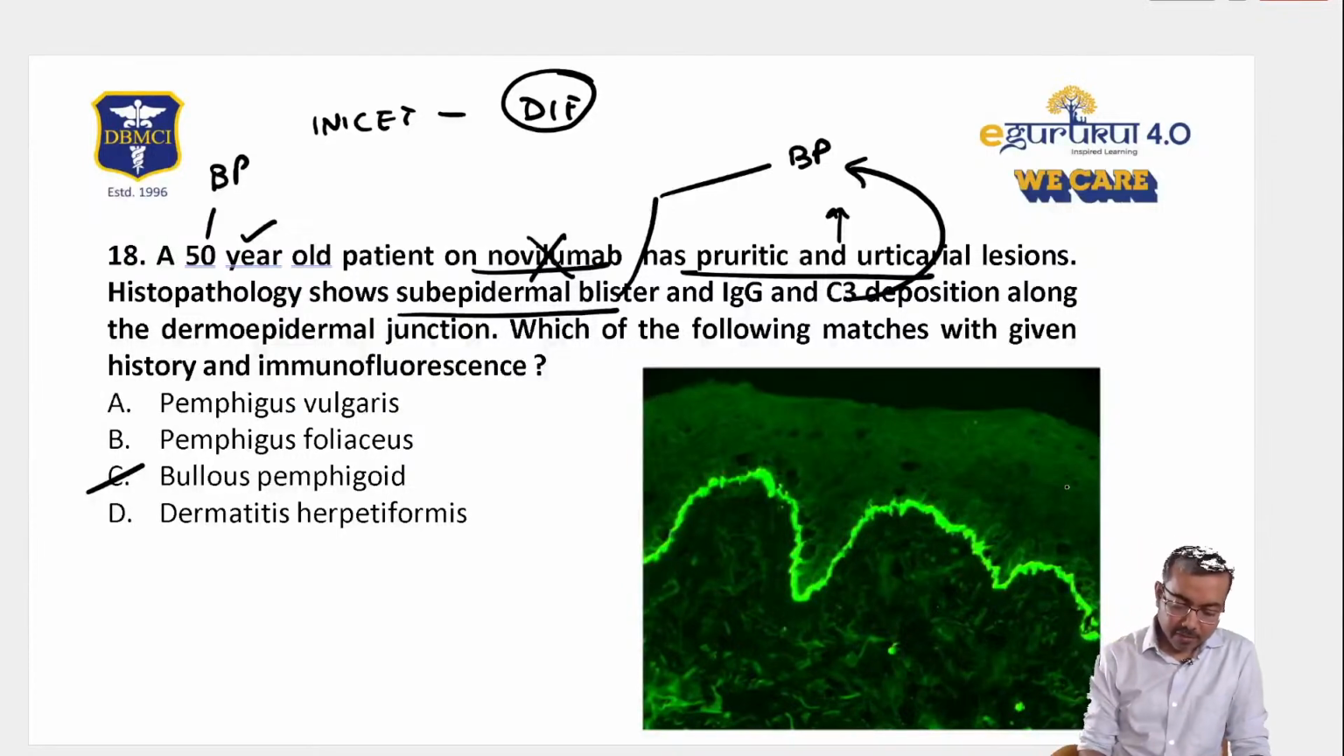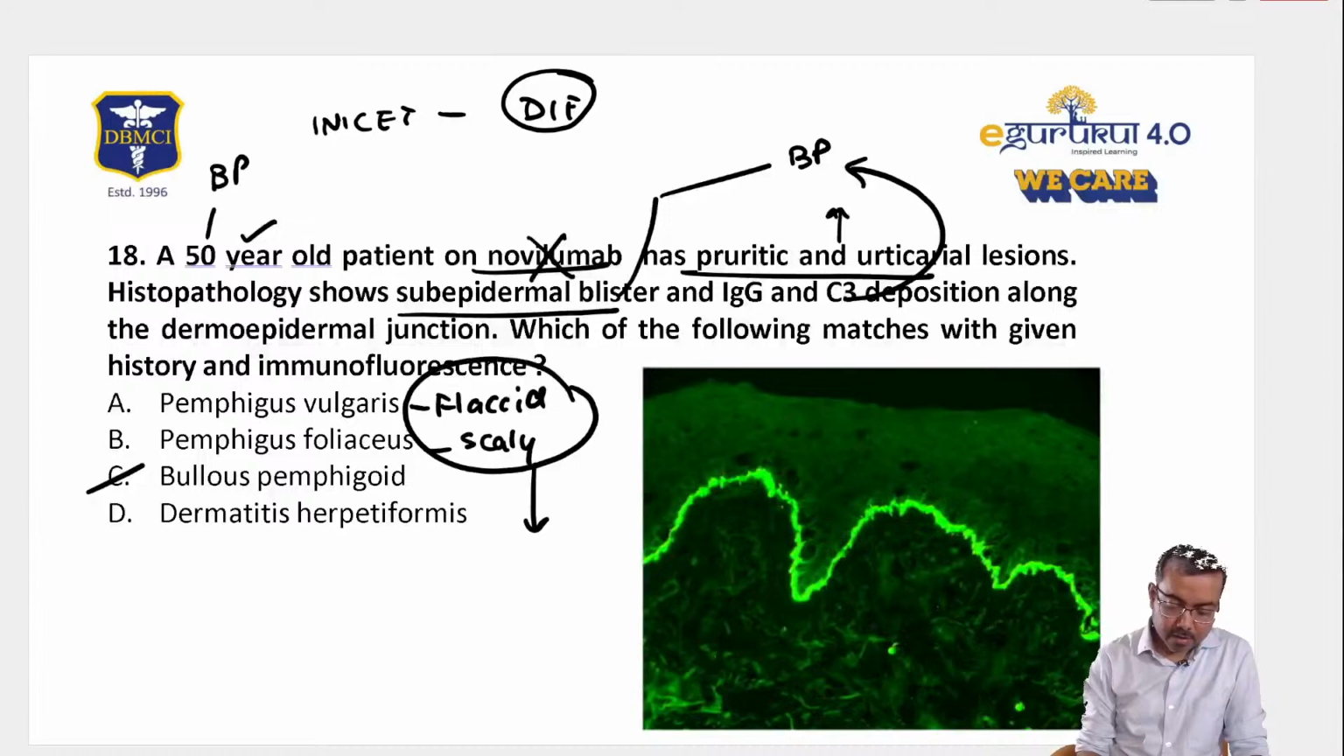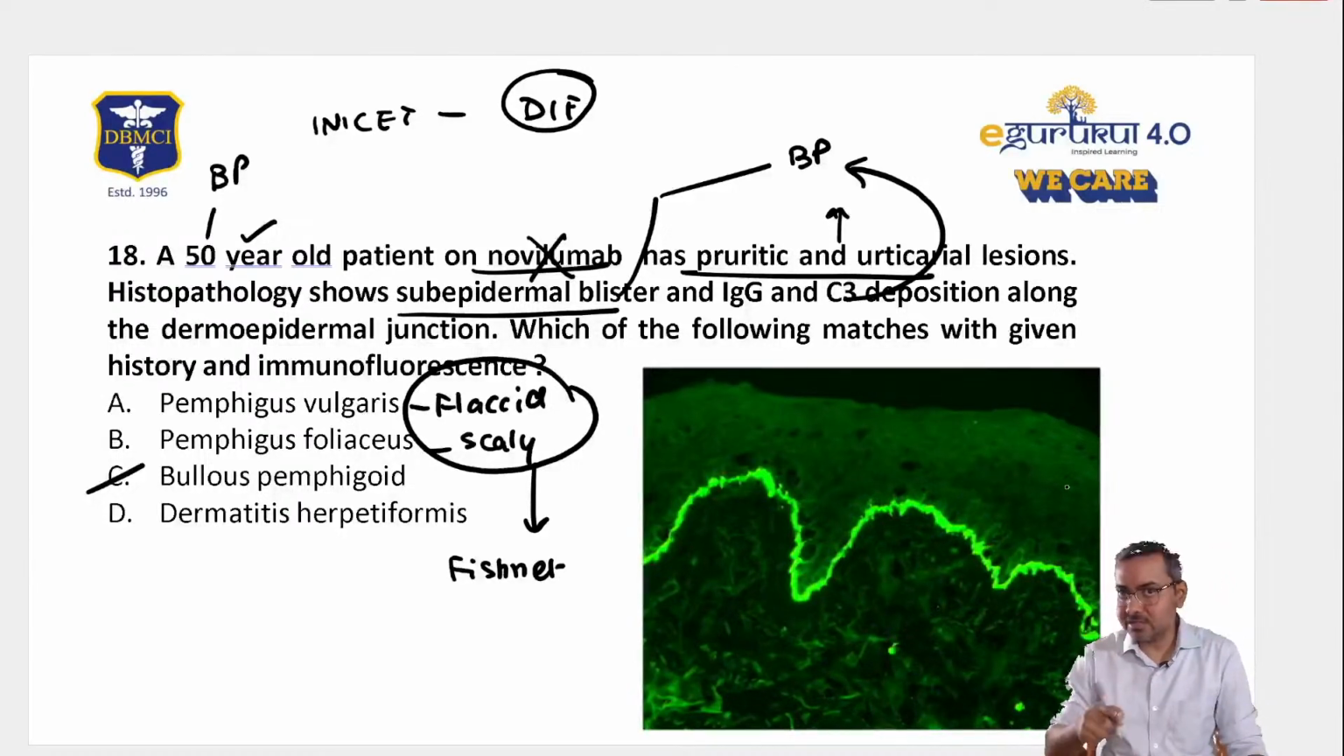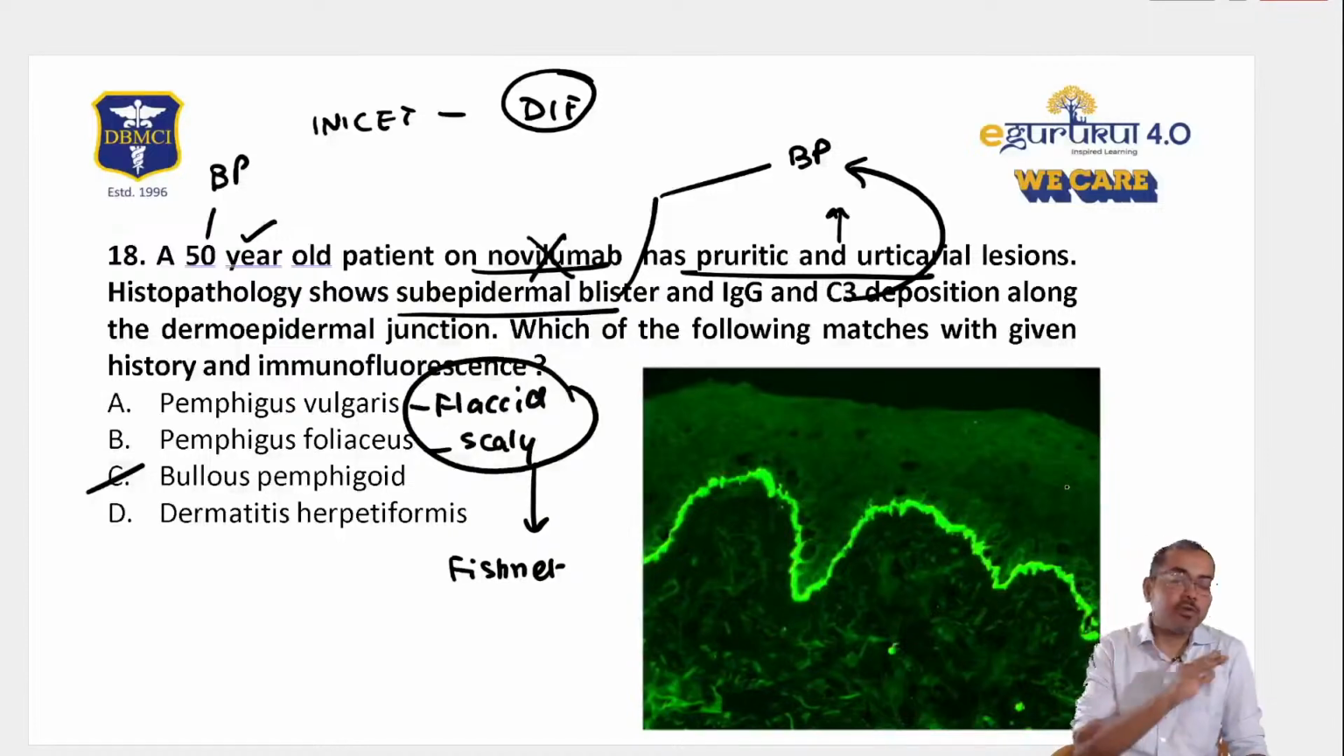Clear? Pemphigus vulgaris is always going to be scaly, is also always going to have flaccid blisters, and both of them will show a fishnet pattern. This is a linear pattern of IgG3, so obviously you can forget nivolumab in this. There's no point in remembering that. Okay?